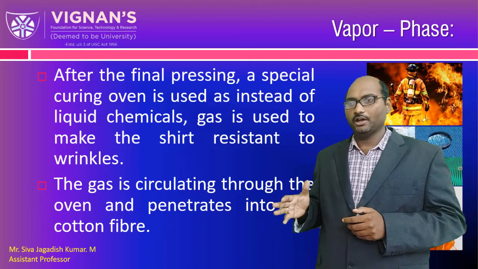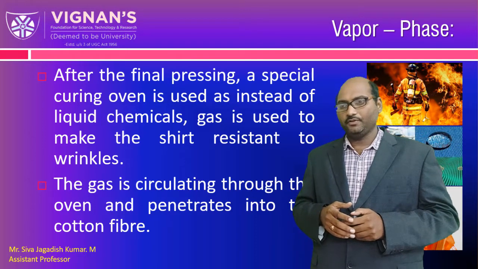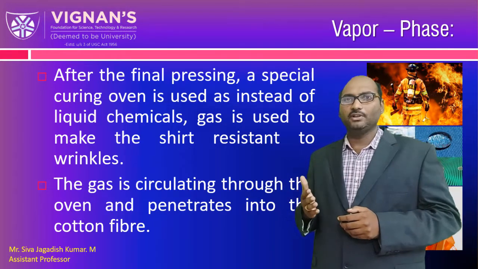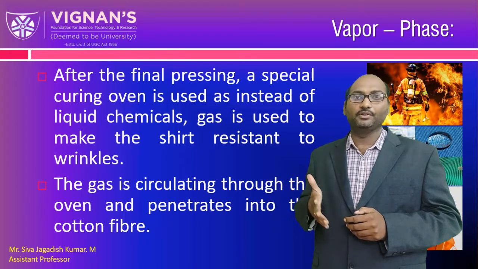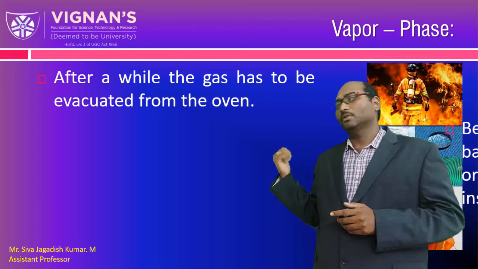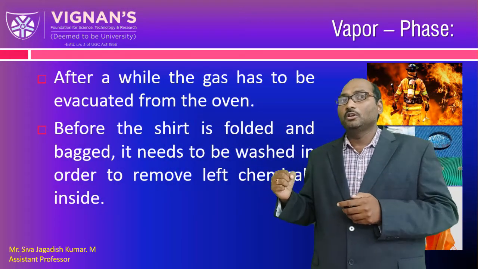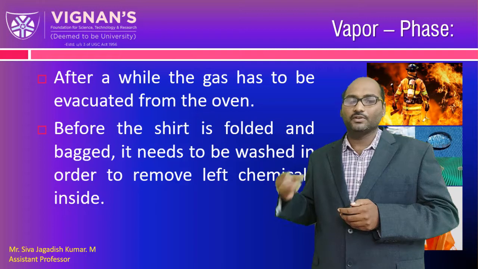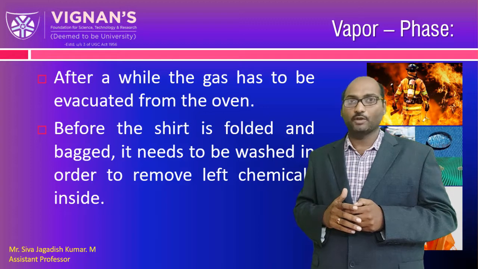Either the dip spin method or post curing of the fabric are the common methods used, and these are generally referred to as durable press finishes. I hope you know some of these things, and it's worth discussing again. I hope these garment finishes are very useful. In the vapor phase, once the gas has been evacuated from the oven, the shirt is folded and then bagged. It needs to be washed, hot wash and cold wash. Any leftover chemicals should be removed before sending it to the final shop center.